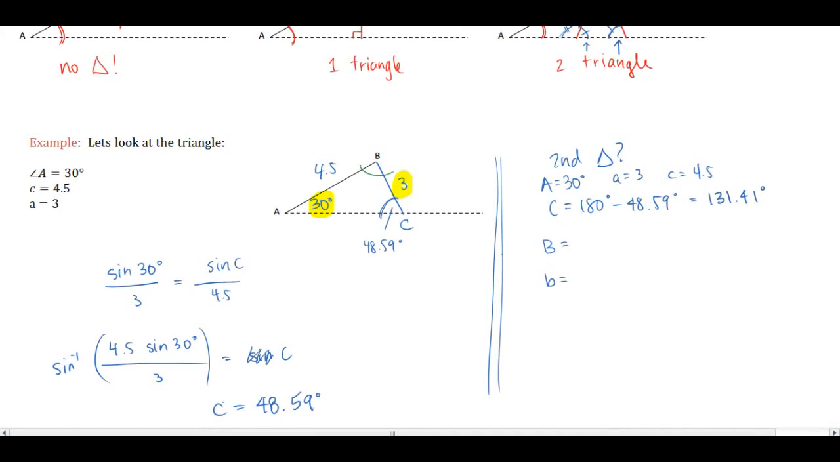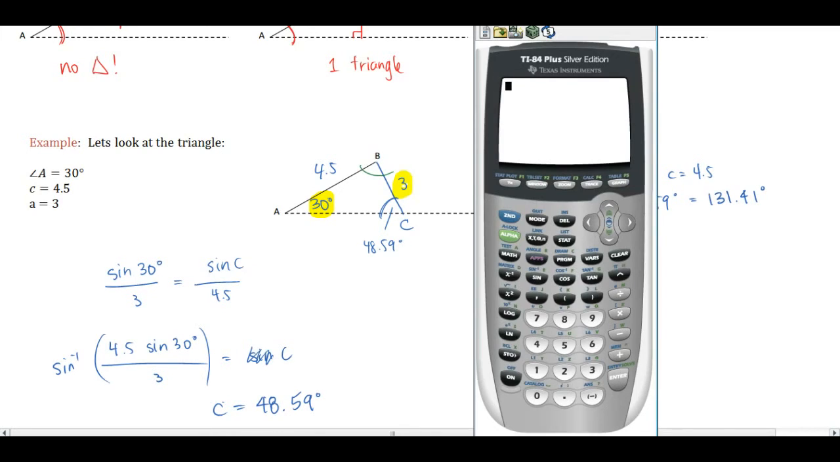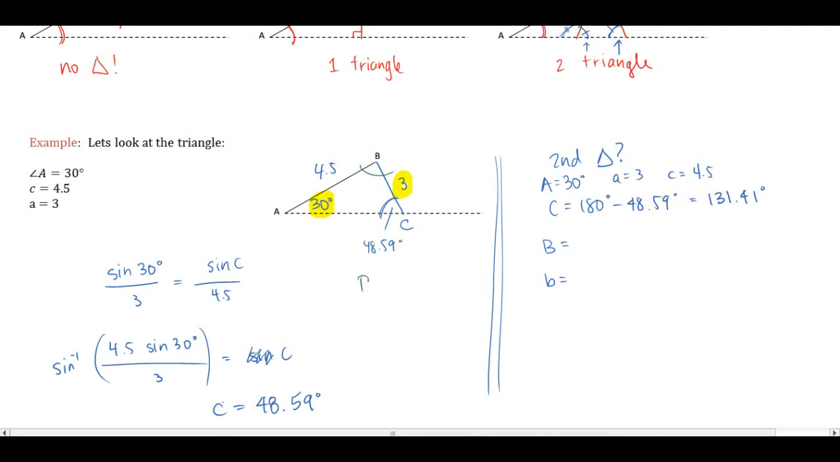All right, and for you completionists, let's figure out that first triangle, and we can go back and figure out the second triangle too, just so we have it all done. So remember, on that first triangle, we have a 30-degree angle. We found the 48.59 degree angle. So that means that the other angle, they all got to add up to 180. So that means that angle B has to be 101.41 degrees. And now I can just use the law of sines. I got 3 over sine 30 is equal to little b over the sine of 101.41.